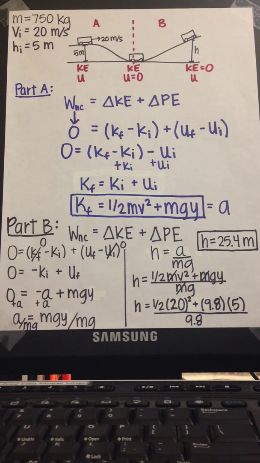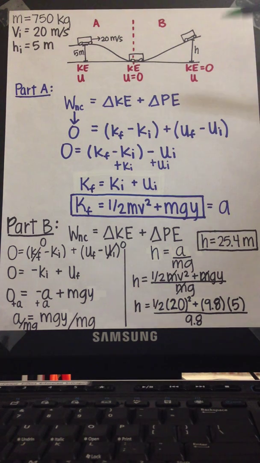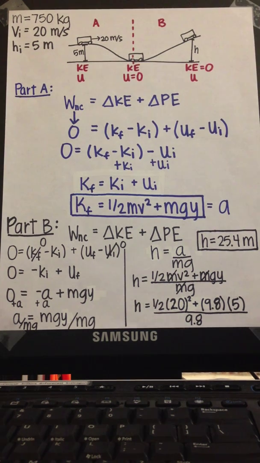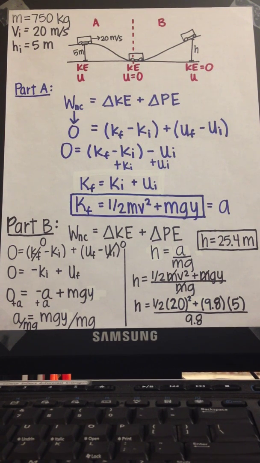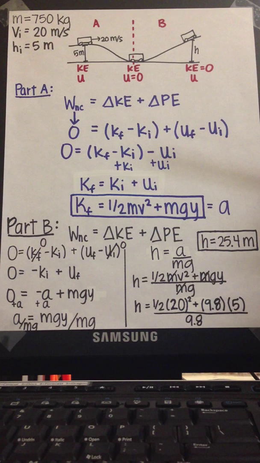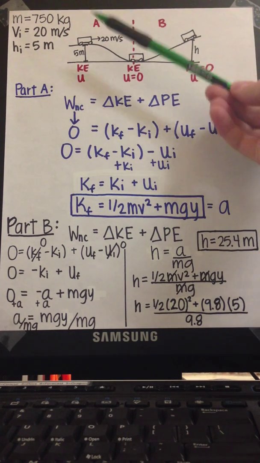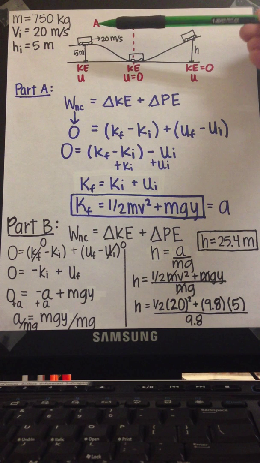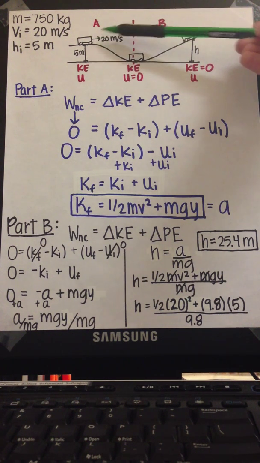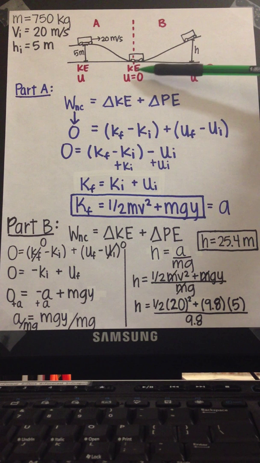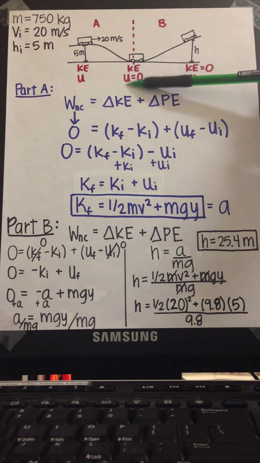So the problem asks you to find the final H of the car that's moving 20 meters per second down a hill, then coasts up a hill. They ask you to find the highest point, H. I drew my diagram to get a visual so I could see how the car was going. Since the car starts up here, it has kinetic energy to start with and it has potential energy, but once it reaches here it only has kinetic energy because it's at the horizontal, so the potential energy is zero.